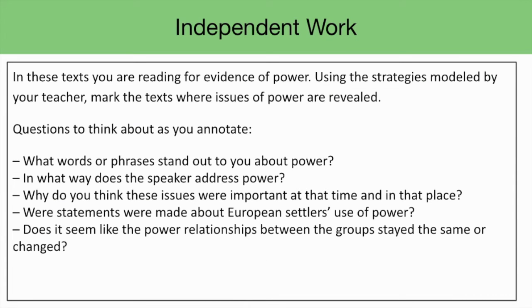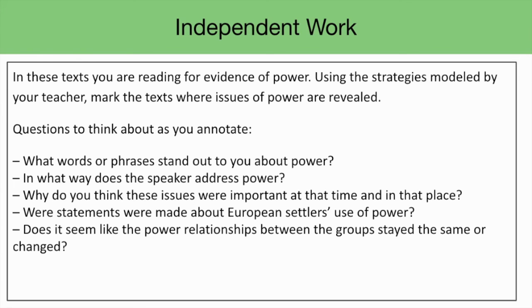It might be helpful to model how to use the Annotating Text Guide strategy for your students. For example, you can show students how to highlight a text, how to underline the text, and how to add notes and questions in the margins. You could also model think out loud as you're reading the text using some of the following guiding questions. What words or phrases stand out to you about power? In what way does the speaker address power? Why do you think these issues were important at the time and in that place? Does it seem like the power relationships between the groups stayed the same or changed?